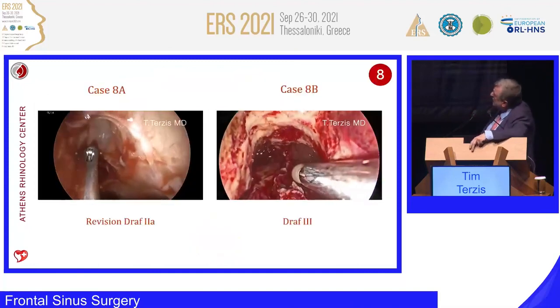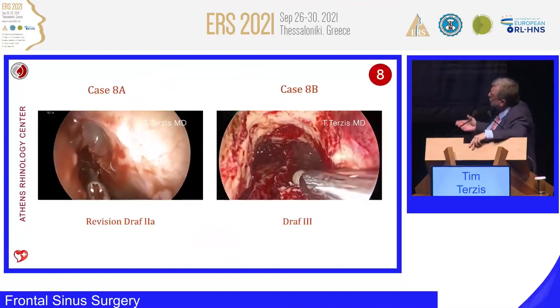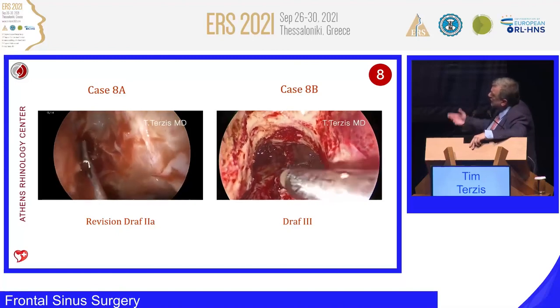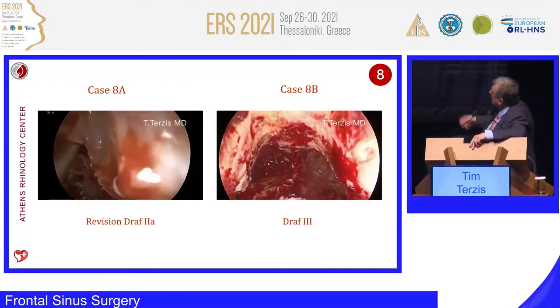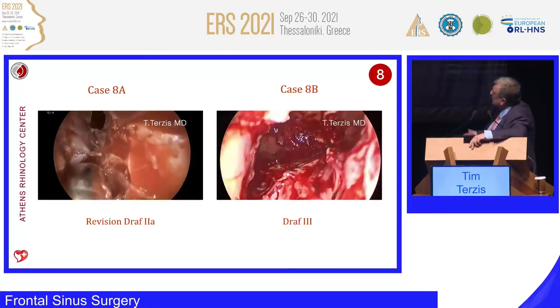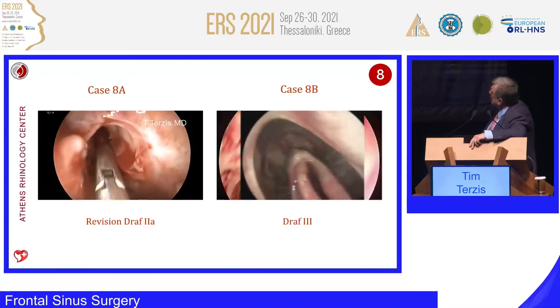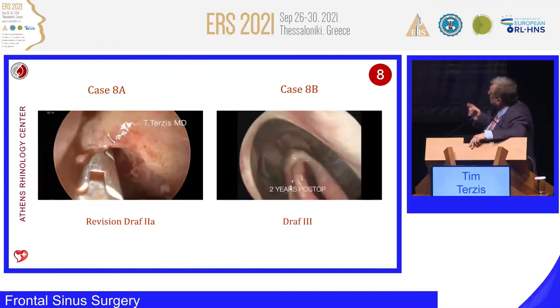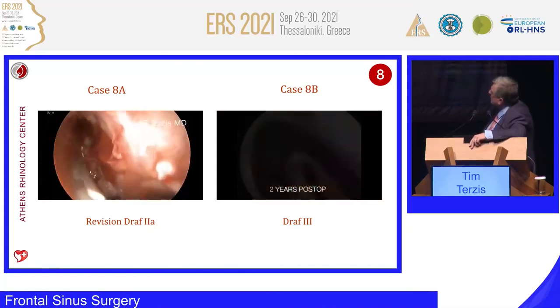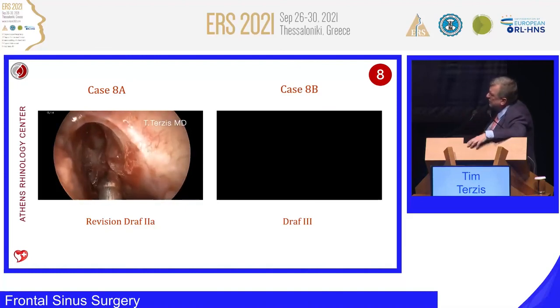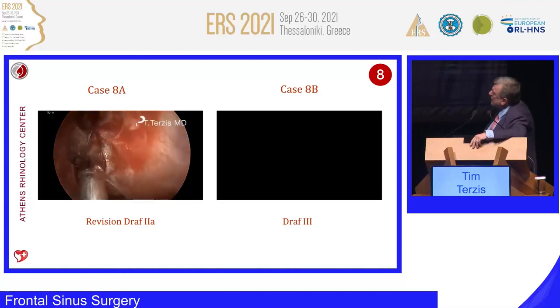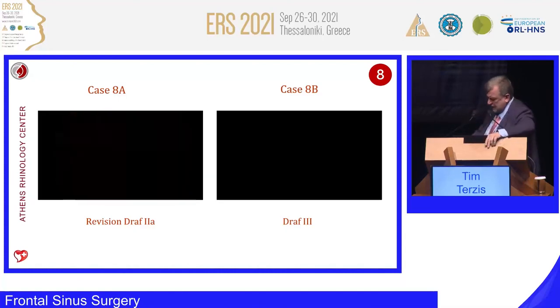So what I did was a Draf 2A on the lady, and we had some neosteogenesis as you see. I removed it there, and I chose to do a Draf 3 on the gentleman. This is the post-operative image. We had a large frontal sinus, a large wide frontal recess, and so these are the procedures I chose.